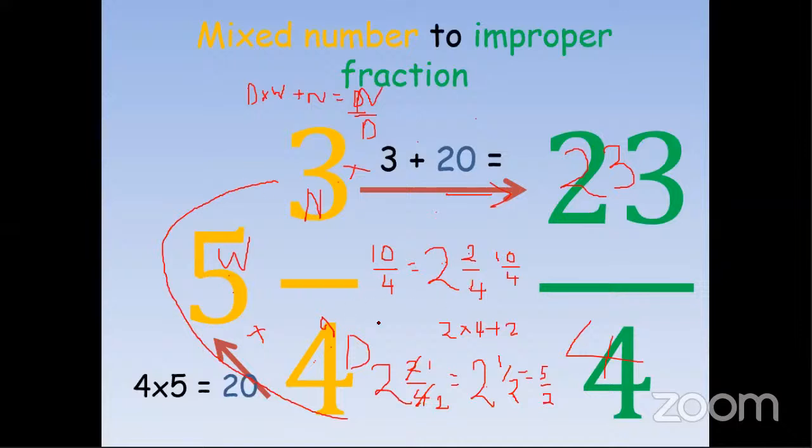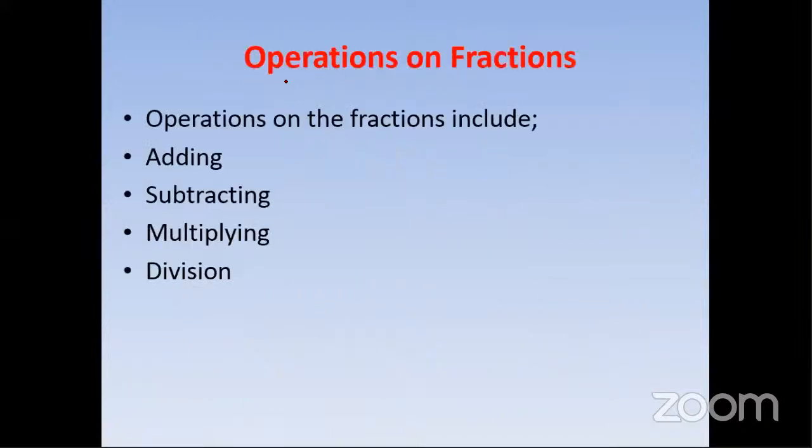So, we have two assignments that we are going to do. One is about how we can do the conversion from mixed to improper, and also the other one from improper to the mixed. Now, finally, we have also the operations, all the things that we carry on these fractions here. These fractions, you can add them, you can subtract them, you can multiply them, and you can also divide them. So how do you do that?